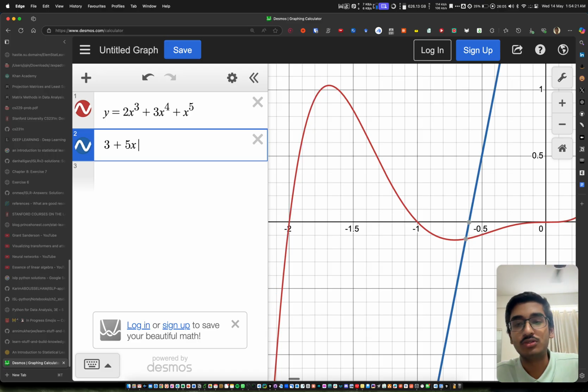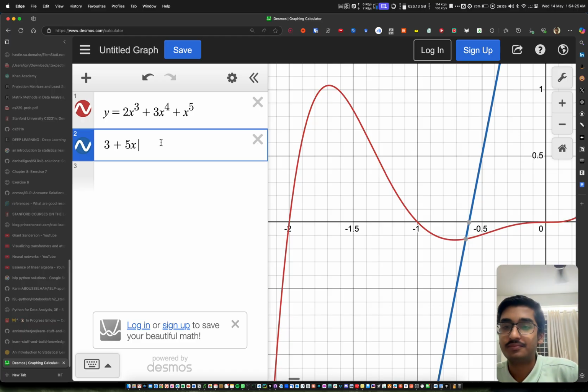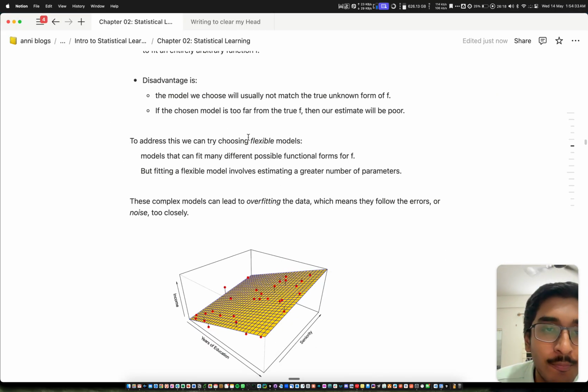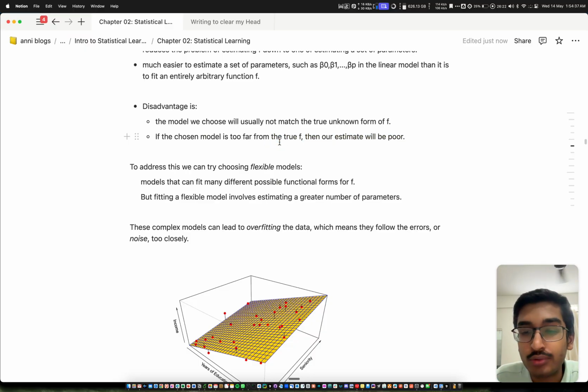Yeah, so I can't plot more than 2 dimensions here. So let's assume this is your model. It's not fitting the data, is it? So that's the problem with parameterized methods. If it's too far from f, then our estimate will be extremely poor.